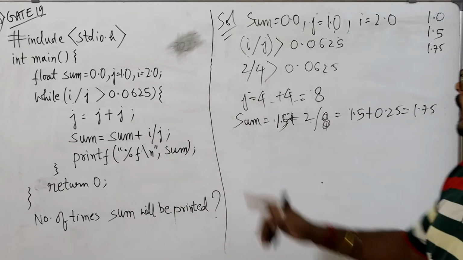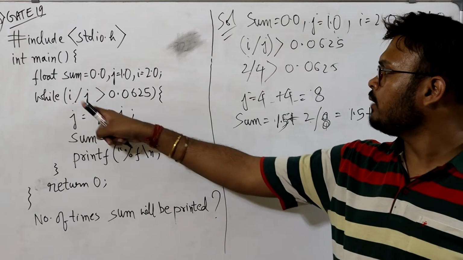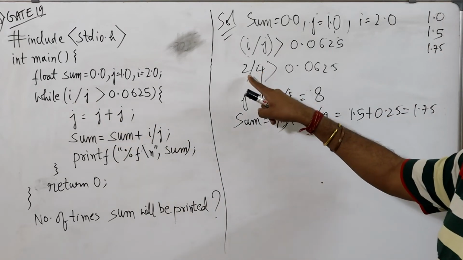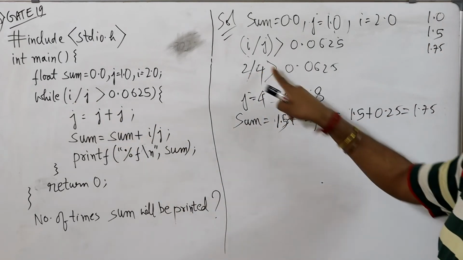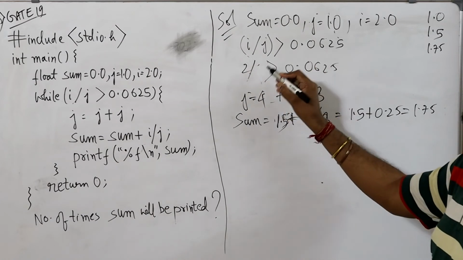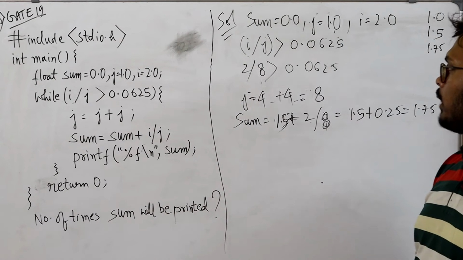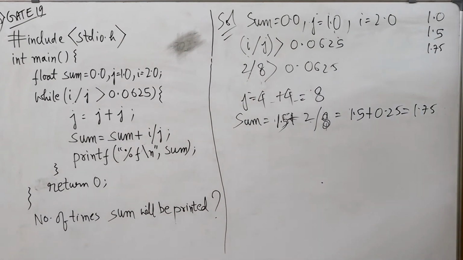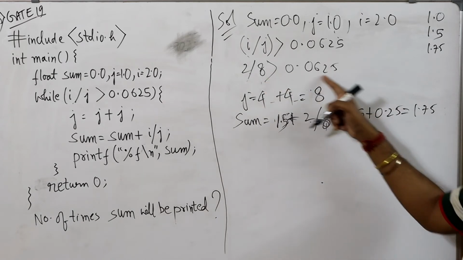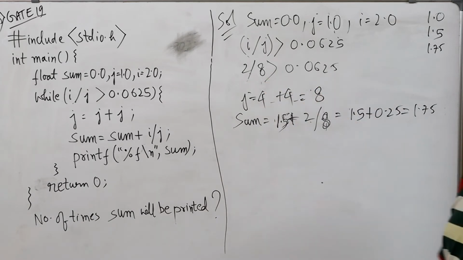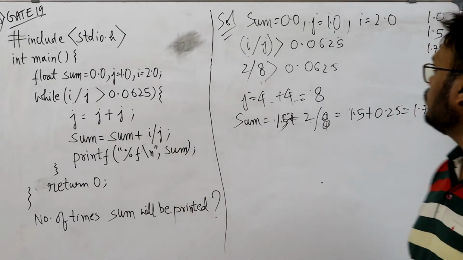So now again let's come here, I by j. The value of I is already 2 and the value of j has become 8. Fine. So just write 8 in place of j. So now 2 by 8. 2 by 8 is what? 2 by 8 is 0.25. Okay. So 0.25 is greater than this number. Since the condition is true, execute this line.